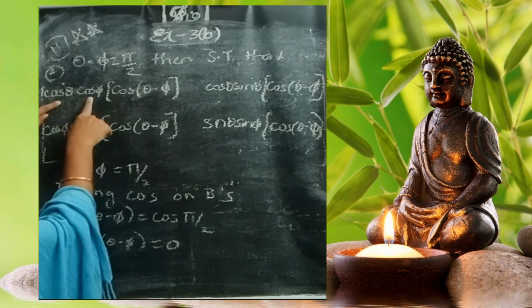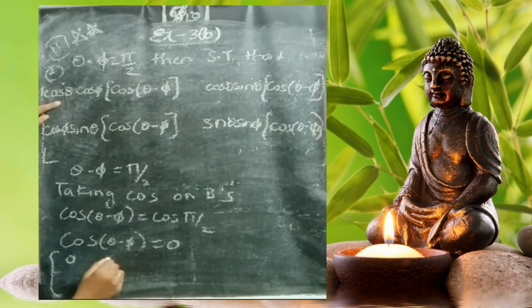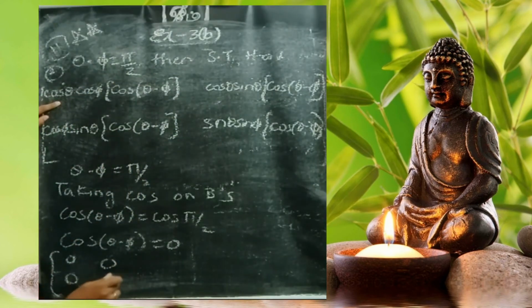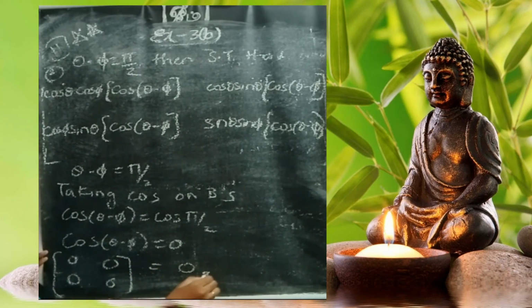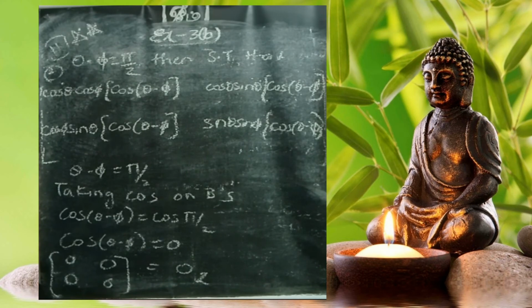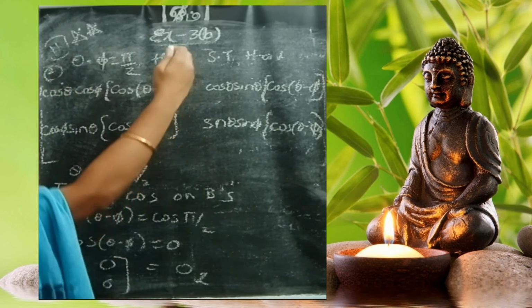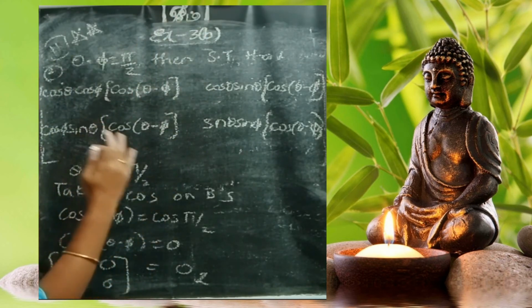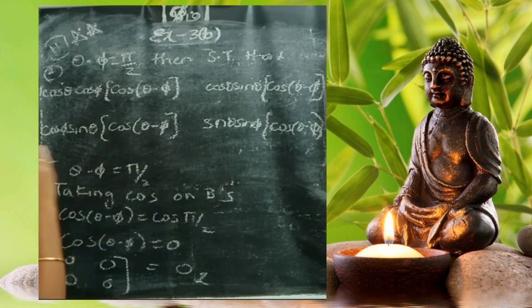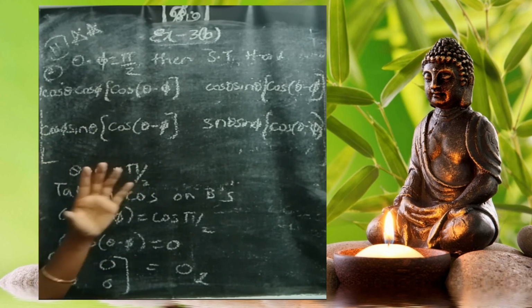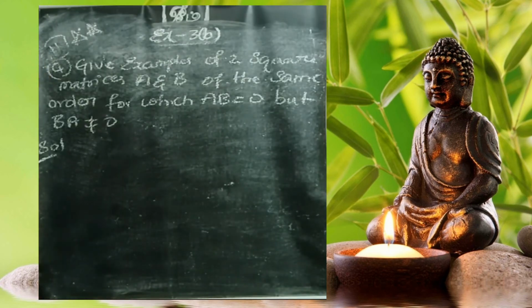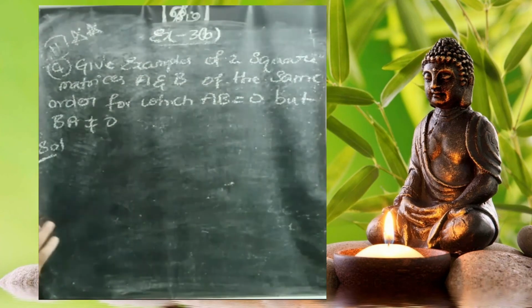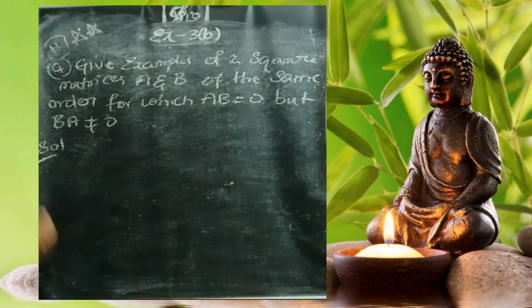Because cos theta, cos pi into 0 is 0 only. 0, 0, 0. Then you will get the 0 matrix with order 2. Okay, they asked to show it as 0 only. When both the matrices are multiplied, we have to prove it as 0, and they have given one condition. The third one is homework. So try it at home. If not, we will discuss it in the next section. Okay, this is the fourth question.